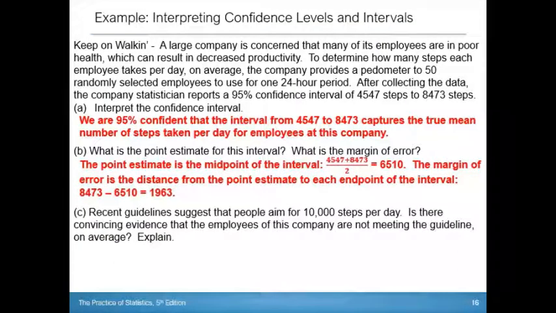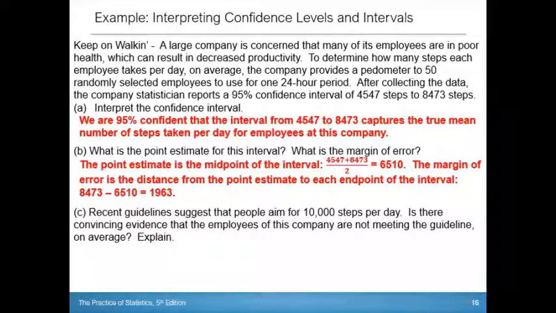All right, so the point estimate is just the midpoint between those two values. We would add them up and divide by 2. That would be the midpoint. So 6510 is the x-bar that the statistician calculated. And then the margin of error is simply the distance from that x-bar out to the endpoints of your interval. So if you take the upper value of 8473 and subtract the x-bar, you get 1963. So that is the margin of error.